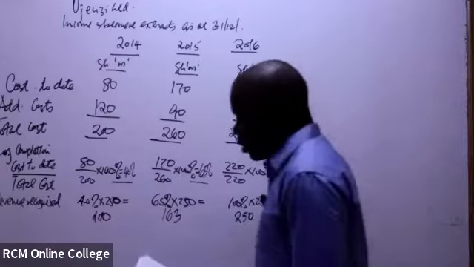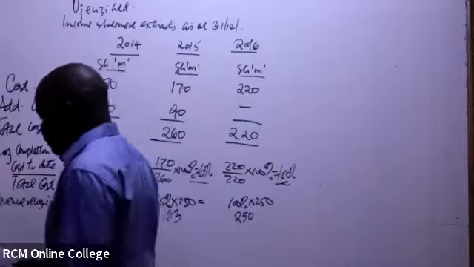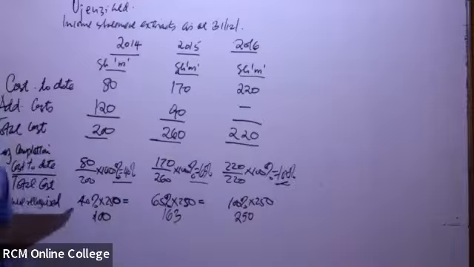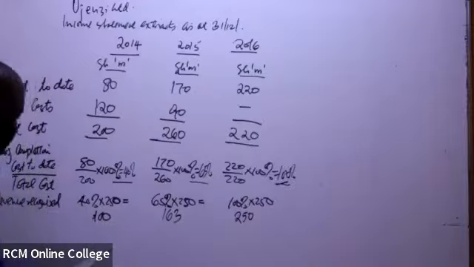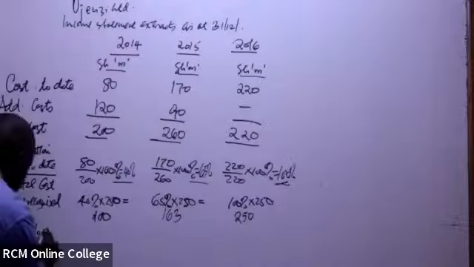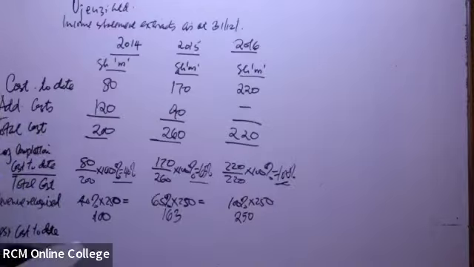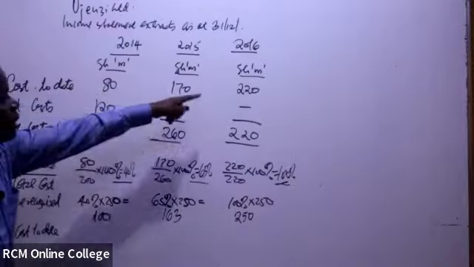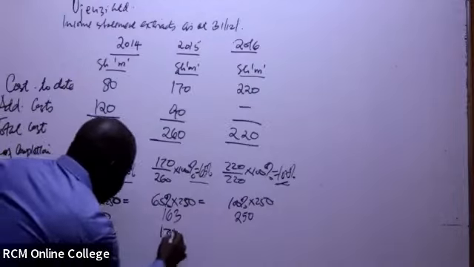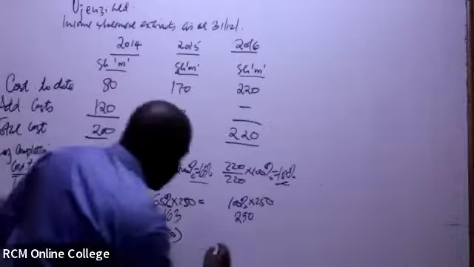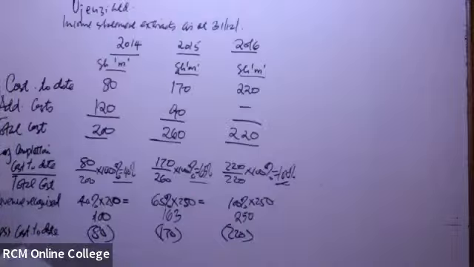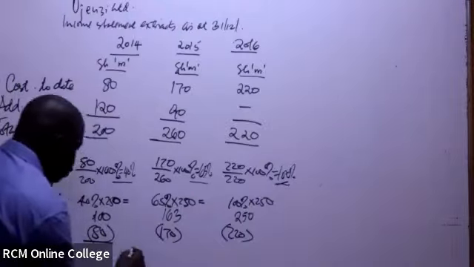Then on the revenue recognized, you add what? You're supposed to less, not to add. You less the cost to date, which in this case are these figures: 80, 170, 220. So in this case, we should be able to get the gross profit or loss.